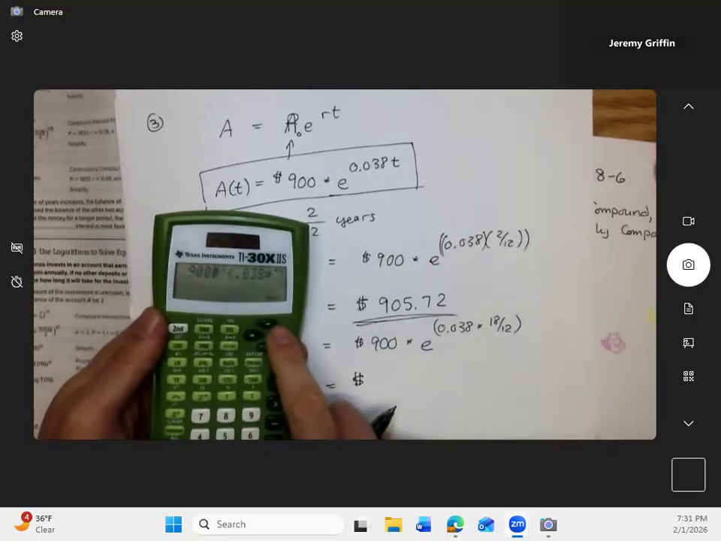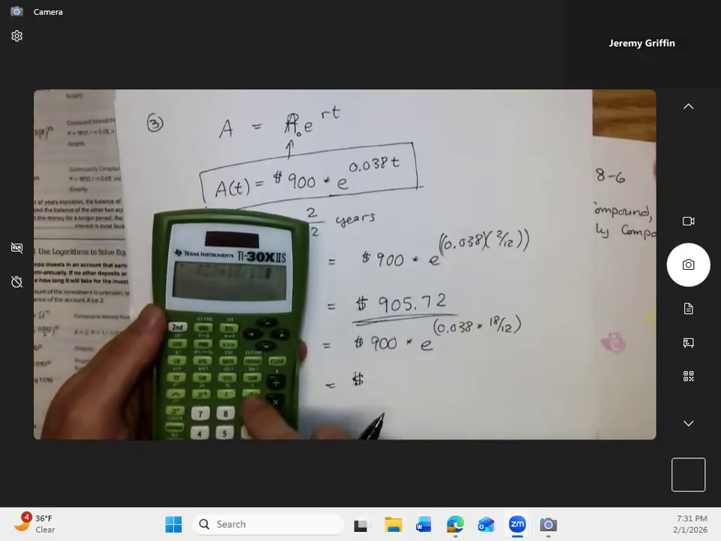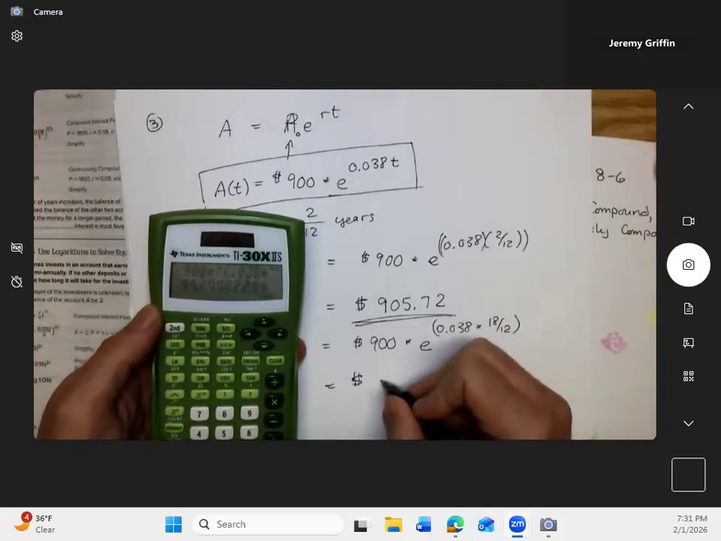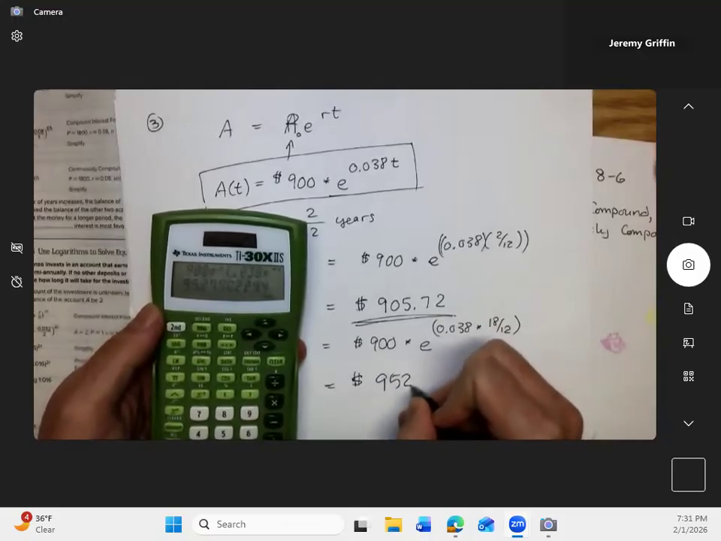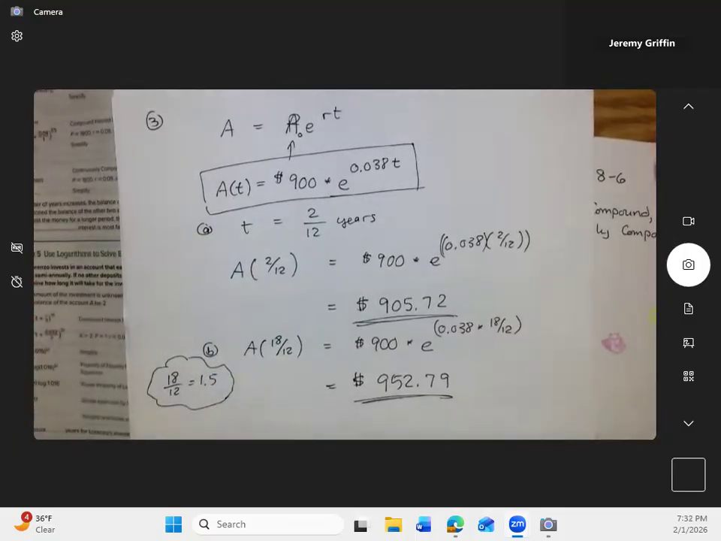All I have to do is scroll up, scroll over, and where the 2 over 12 used to be, I'll put 18 over 12. And that's going to be $952.79. Yeah, looks about right.